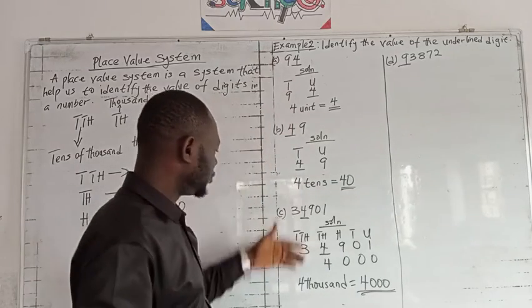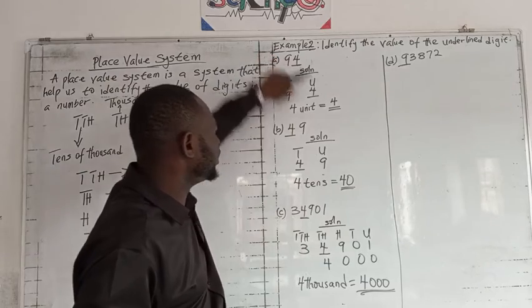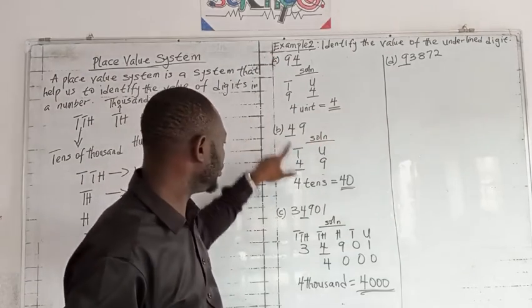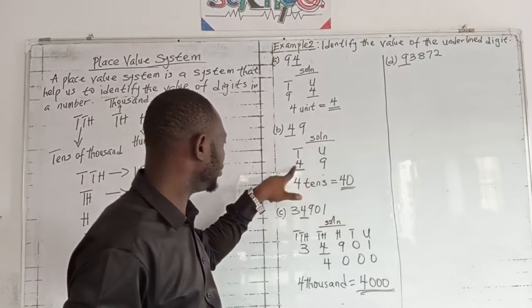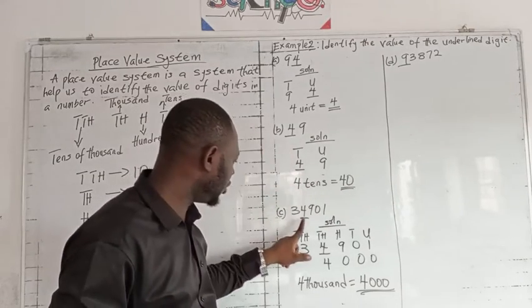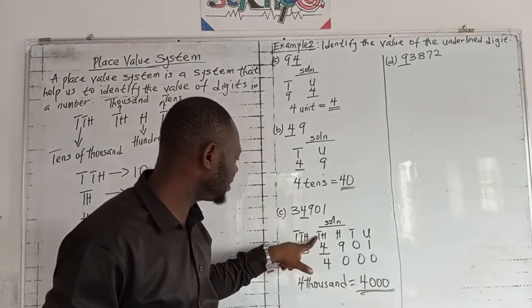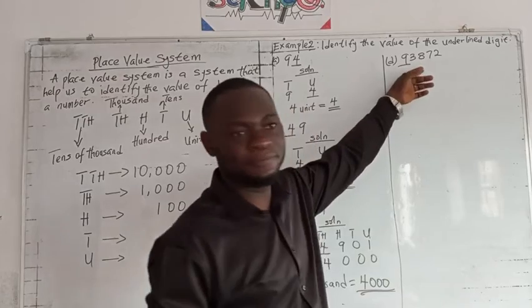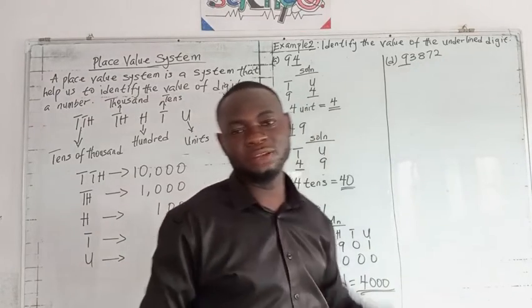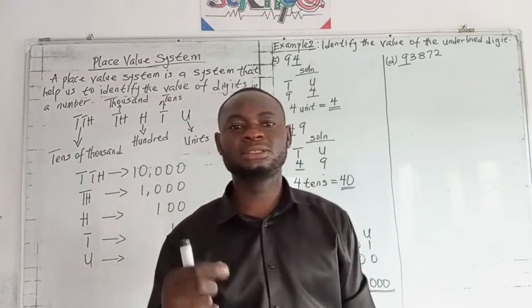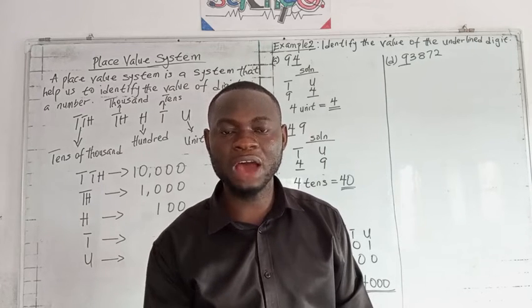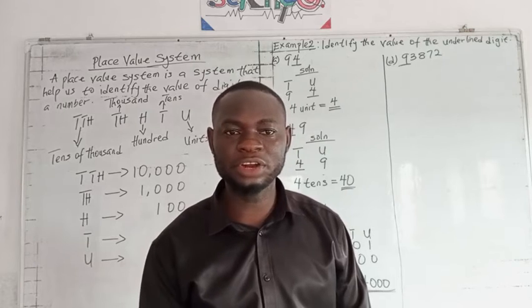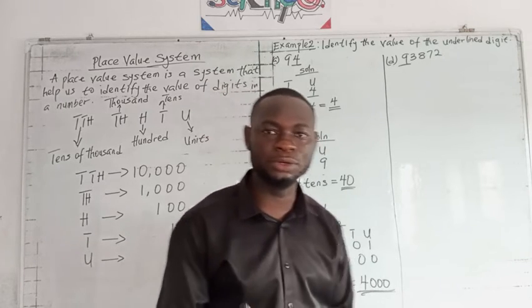Now, in these examples we solved, the value of the digit is 4, but the place value of the digit here is units. Here, the value of the digit is 40, the place value of 4 is tens. Here, the value of 4 is 4,000, but the place value of 4 is 1,000. So here we are going to find the value of 9. And the first thing to do is to do what? Write the number or arrange the number in the place value system.